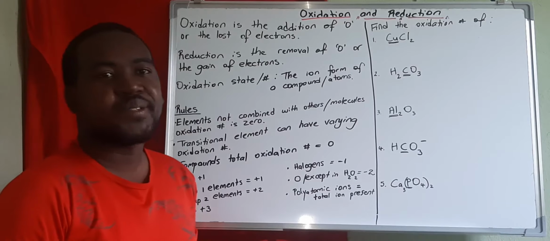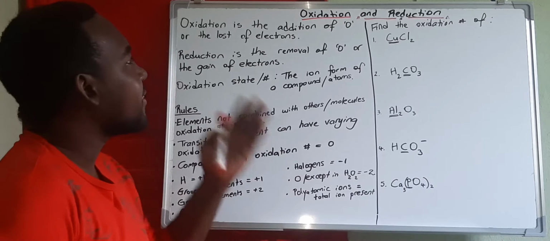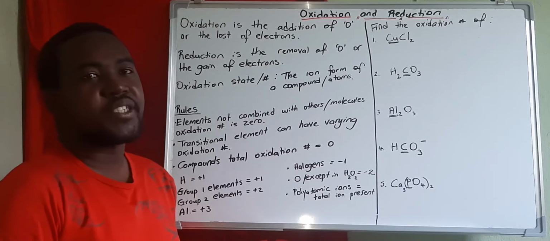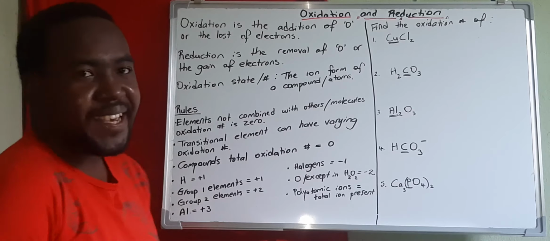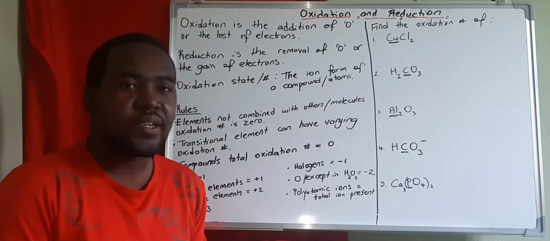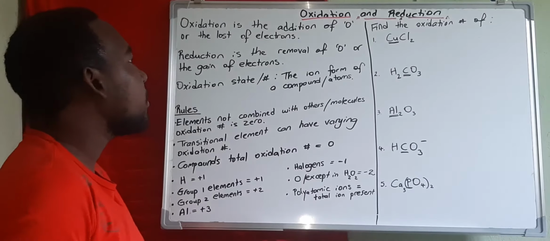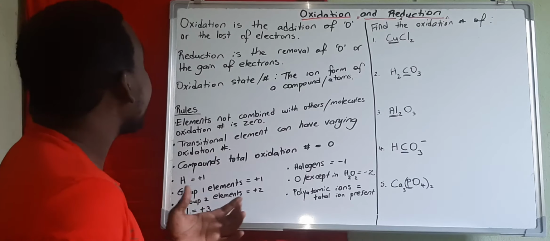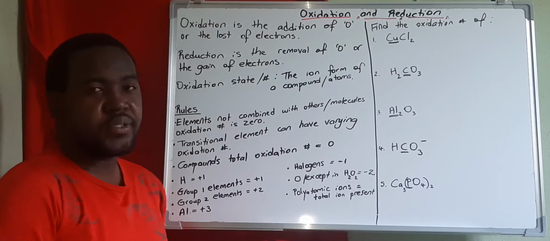Welcome to another video. Today we're looking at oxidation and reduction. So let's get into it. Oxidation is the addition of oxygen to an element or a compound, or it's the loss of electrons.